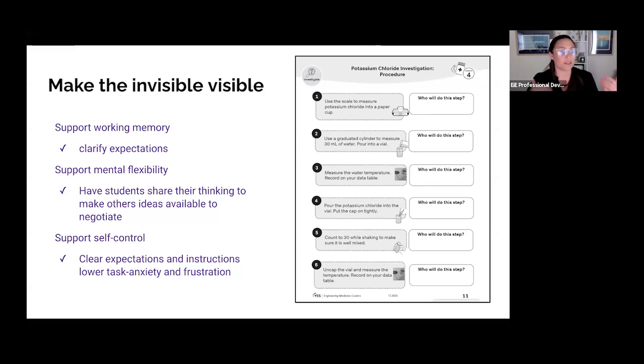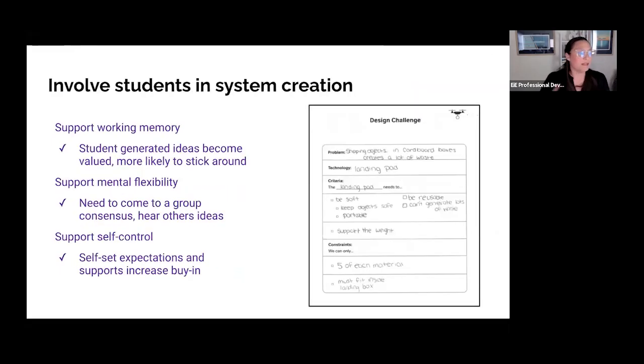We don't want to measure kids' executive functioning deficits. We want to scaffold, make that bridge for them so that they can show us how talented they can be in science, technology, engineering, and math. And then the last one I'm going to share is this idea of involving the students in creating the system.